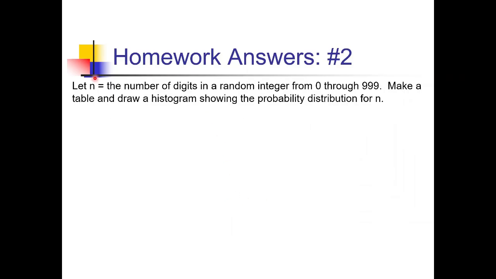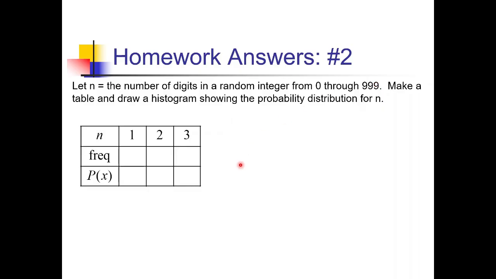For this problem, they're saying let n equal the number of digits in a random integer from 0 to 999. They want us to make a table and draw a histogram showing our probability distribution for n. So let me start by making a table. My first row is just going to have the possible values for n. The next one's going to have the frequency, and then we're going to have the probability for my last row. So for the possible values for this random variable, the number of digits that I could have in one of these numbers is either going to be 1, 2, or 3.